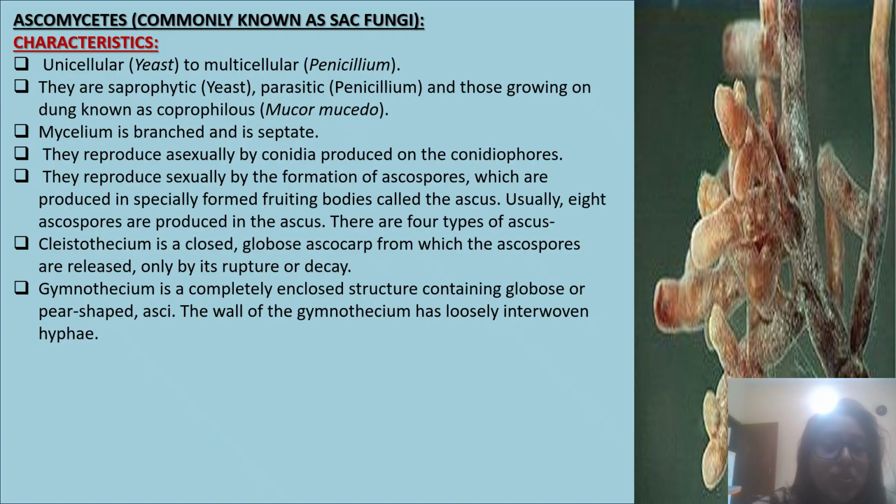Cleistothecium is a closed globose ascocarp from which the ascospores are released only by its rupture or decay. Gymnothecium is a completely enclosed structure containing globose or pear-shaped asci. The wall of the gymnothecium has loosely interwoven hyphae.